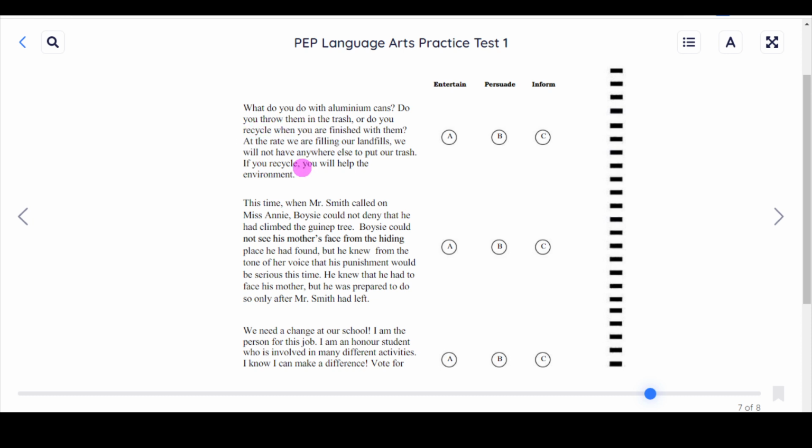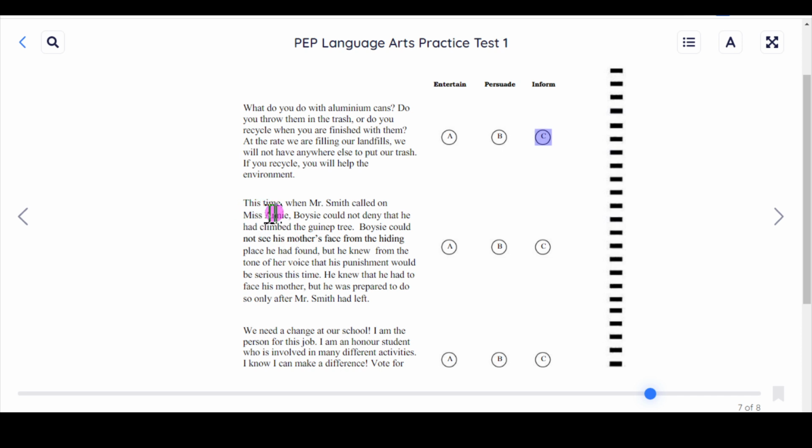Okay, so let's go again. What do you do with the aluminum cans? Do you throw them in the trash, or do you recycle them? Are they trying to entertain me and give me a joke? This does not seem so. Are they trying to persuade me? They don't really tell me to do anything. So for now it seems more like information than anything else. All right, let's go with the second one here.